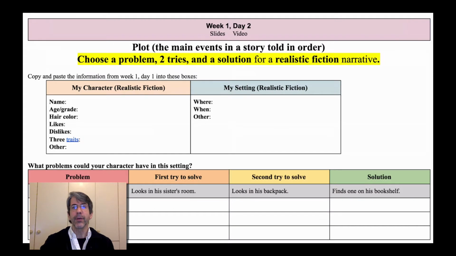On day 2, you brought that character information down into that graph, and you started thinking about what problems that character could have. And you thought about how that character could try to solve the problem and fail, and try to solve the problem and fail, and then finally come to a solution, making it a good realistic fiction story. So today we're going to take and we're going to graph that information.